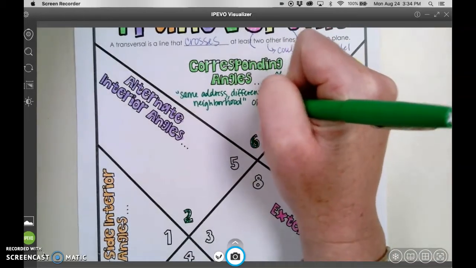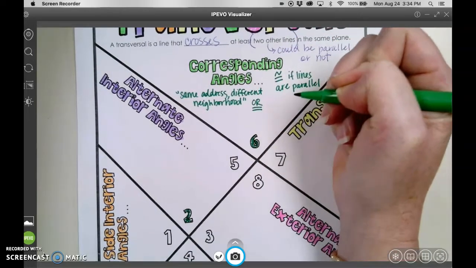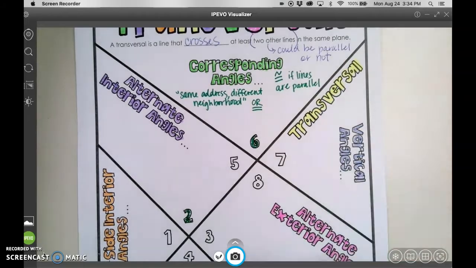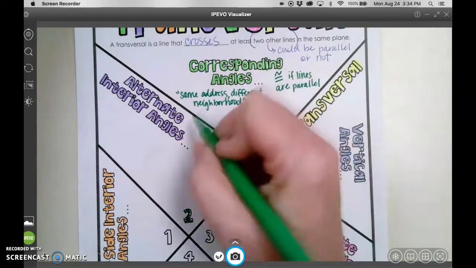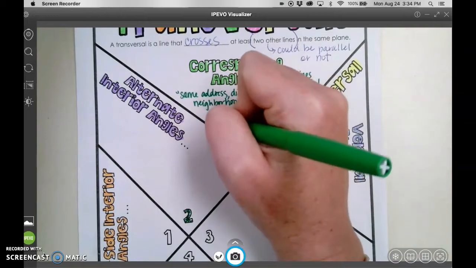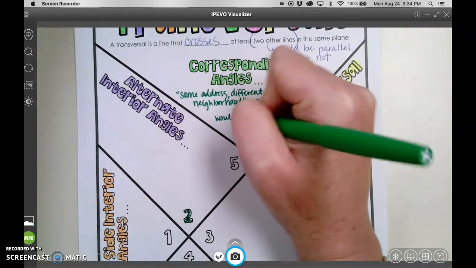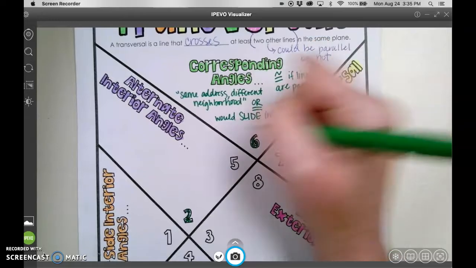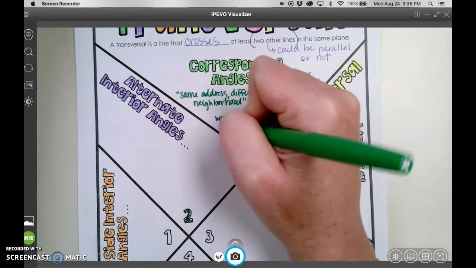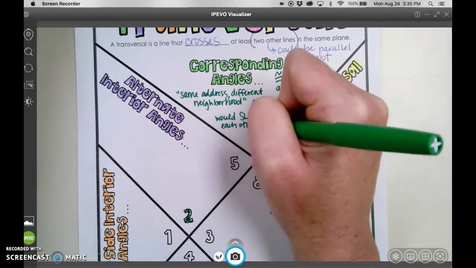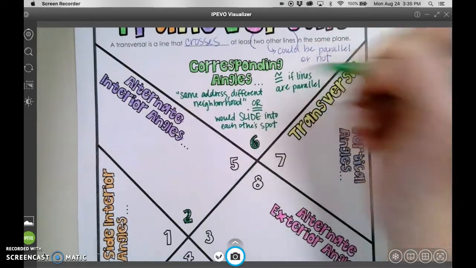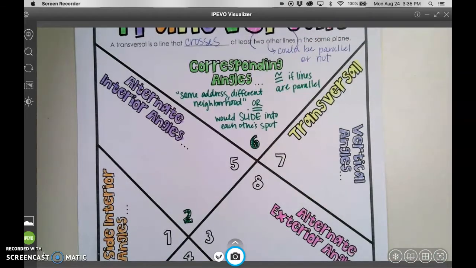Another way that you might think about this is that the angles could slide on top of each other if you were able to slide them down the transversal. So same address, different neighborhood, or would slide into each other's spot. And we'll just understand that that means if you could do such a thing.